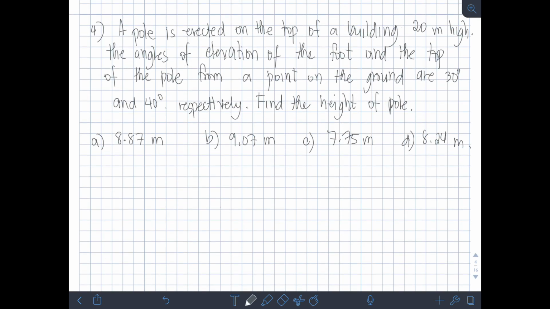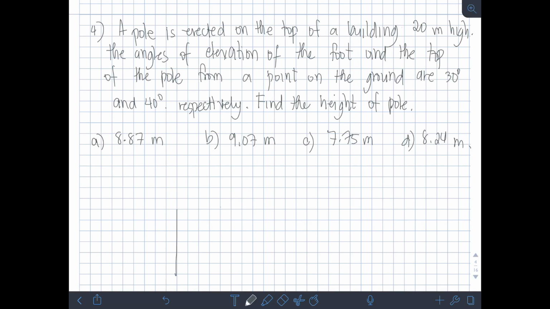Okay? Next, we have a pole is erected on the top of a building 20 meters high. The angles of elevation of the foot and the top of the pole from a point on the ground are 30 degrees and 40 degrees respectively. Find the height of the pole. Okay, so drawing muna natin.